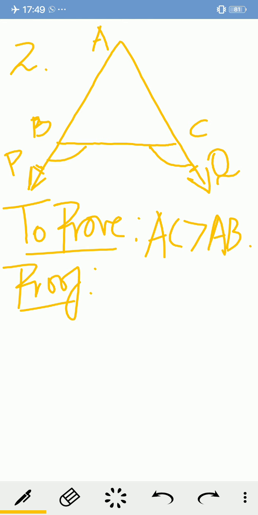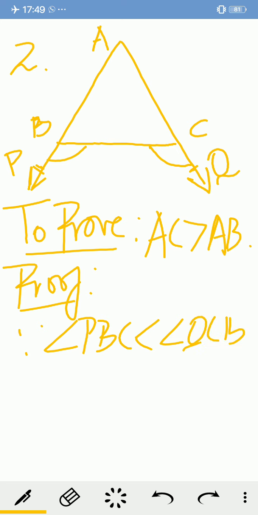What I can do first, I can say since angle PBC is less than angle QCB. Okay, this is already given. What I can do next, now look at PBC. Can I make one thing? PBC plus this angle ABC is 180 degrees, isn't it? Since it's a linear pair, axiom.